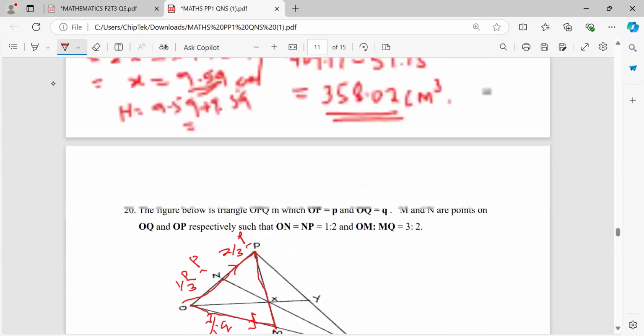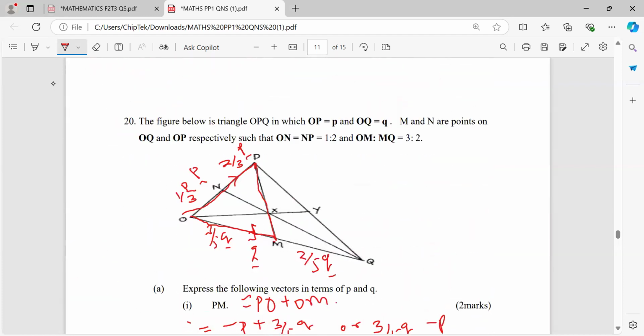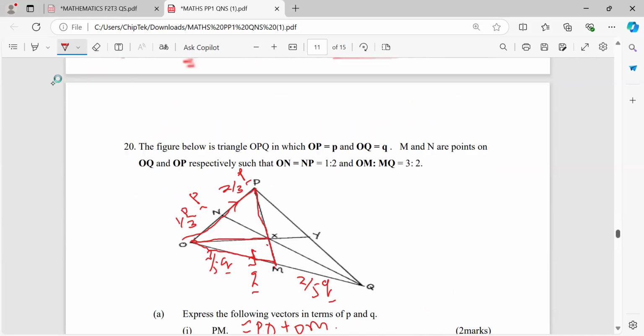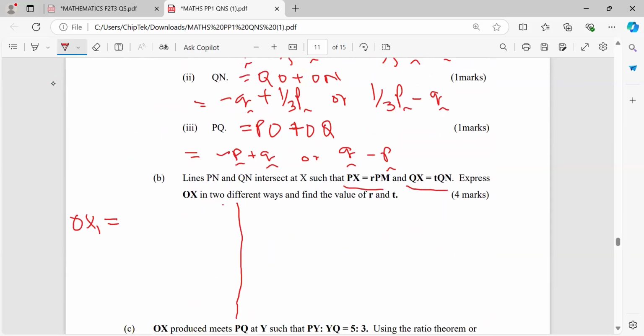So ukiangalia OX ya kwanza. So your OX is this one, right? And for you to reach X, you go through this direction, either OP plus PX, ama OQ plus QX. So wacha tuende na ya kwanza, OP plus PX. So this one becomes our first equation.